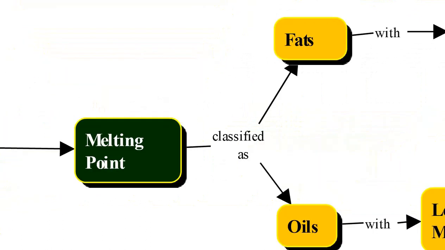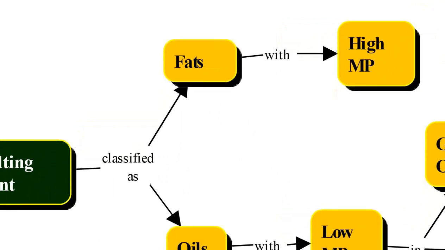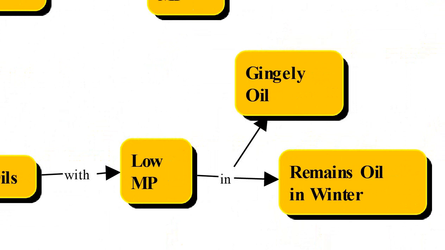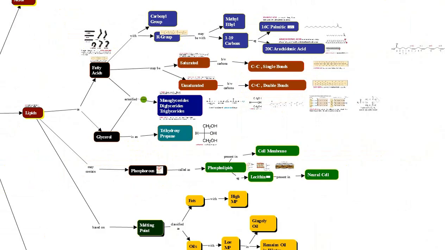Based on the melting point, that means the temperature at which solids convert into liquid, these lipids can be classified as fats as well as oils. Usually the fats have a high melting point, whereas the oils usually have low melting points. That's why they remain as oil during the winter season, when the temperature is very low. And an example of these oils is gingerly oil. This is about the different kinds of lipids present in living organisms.